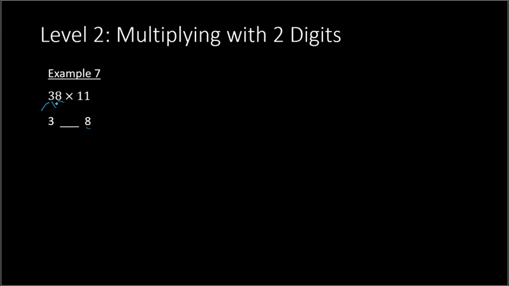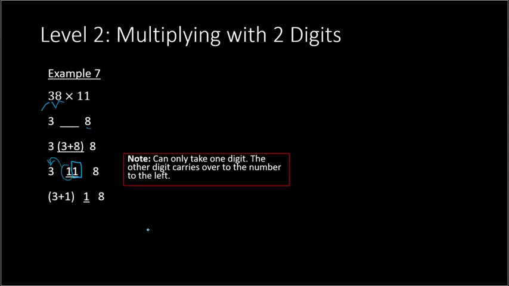And then when we add 3 plus 8, notice we get 11. All right, 3 plus 8 is 11, but we can only take one digit. We can only take the ones place. So the 1 would go here, and then the other 1 would carry over to the 3. All right, so now we have 8 and then 1. Then this 1 carries over to the 3 to now get 3 plus 1, which becomes 4. So the answer would be 418.